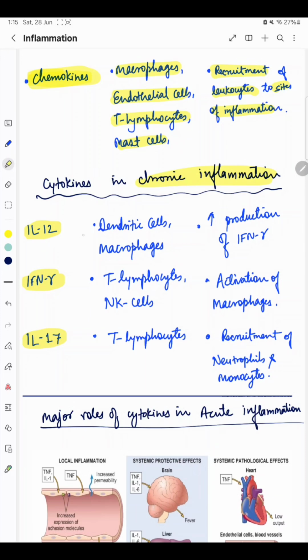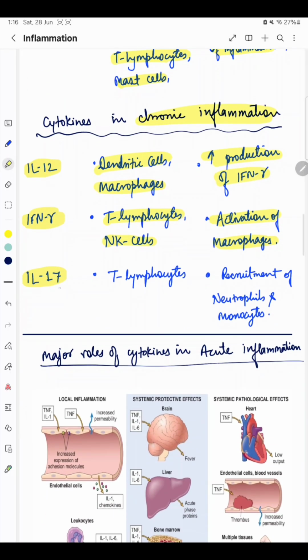First is interleukin 12, secreted by dendritic cells and macrophages. They increase the production of interferon gamma. Interferon gamma is secreted by T lymphocytes and NK cells, and this has an important role in activation of the macrophages. Interleukin 17, released by the T lymphocytes, causes recruitment of the neutrophils and monocytes.